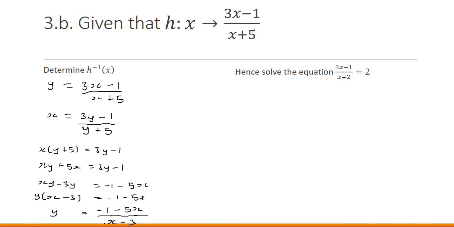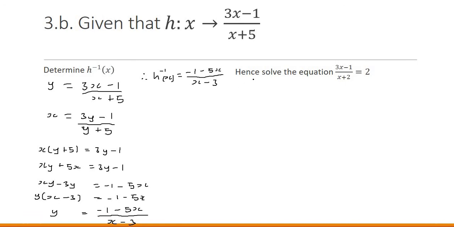And here I just have one final step, which is to replace y with h inverse of x. So therefore, I know that h inverse of x is going to equal to minus 1 minus 5x, all of that over x minus 3. And I'm finished.